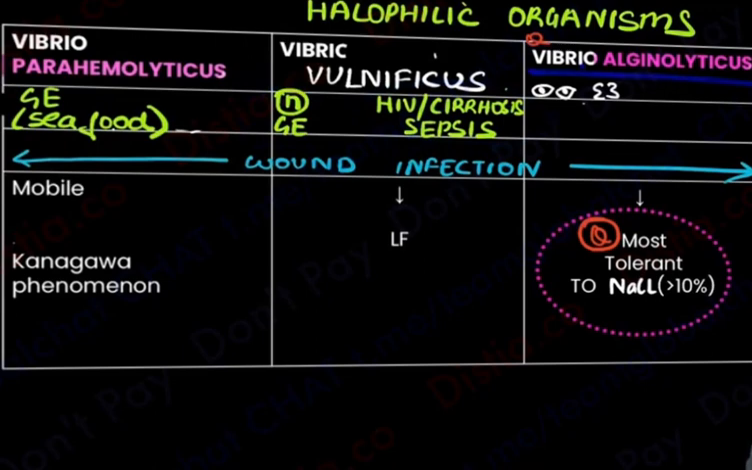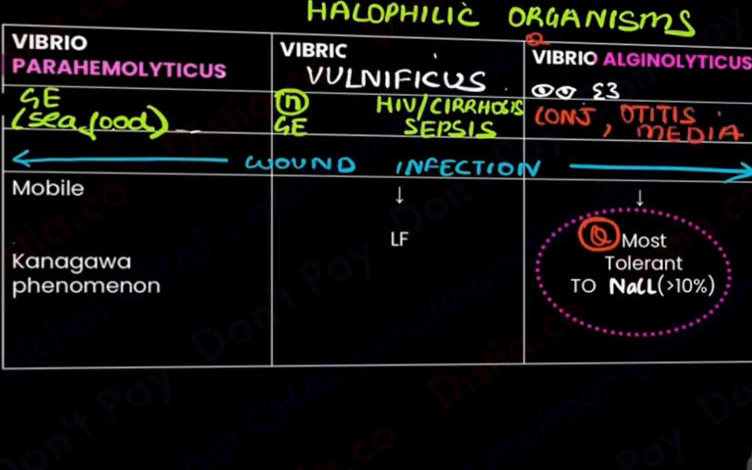Versus alginolyticus, the Ajinomoto one, which is the one with the most love for salt. There is going to be eye and ear involvement. So I've drawn the eye and ear. There is going to be conjunctivitis, and there is going to be otitis media.